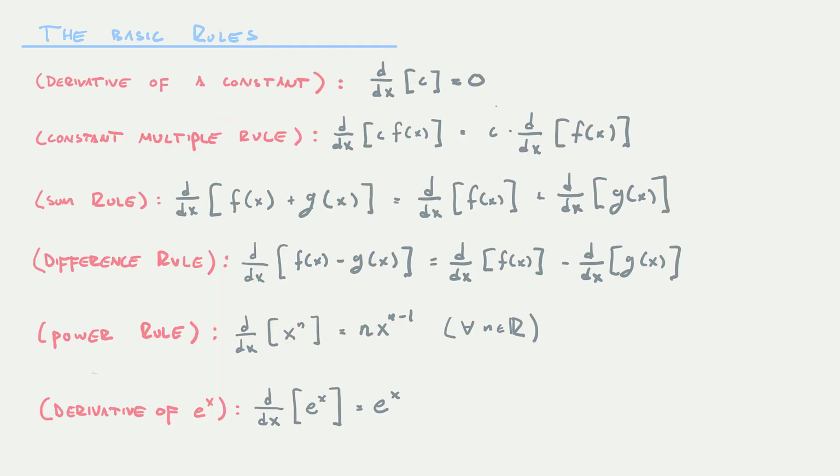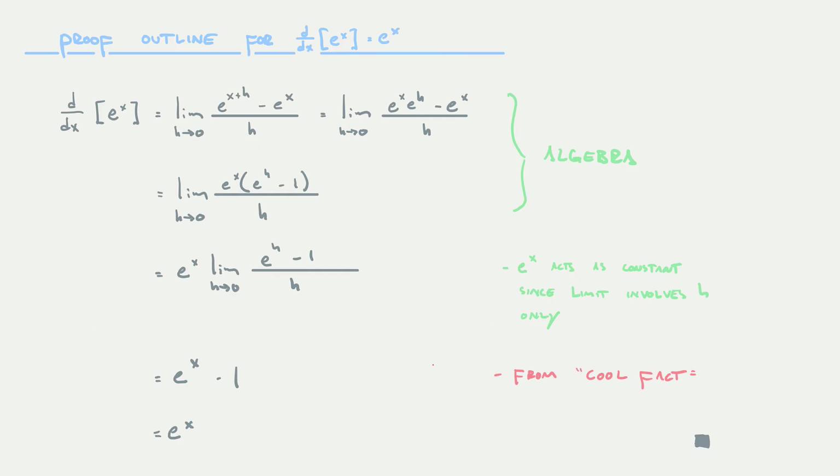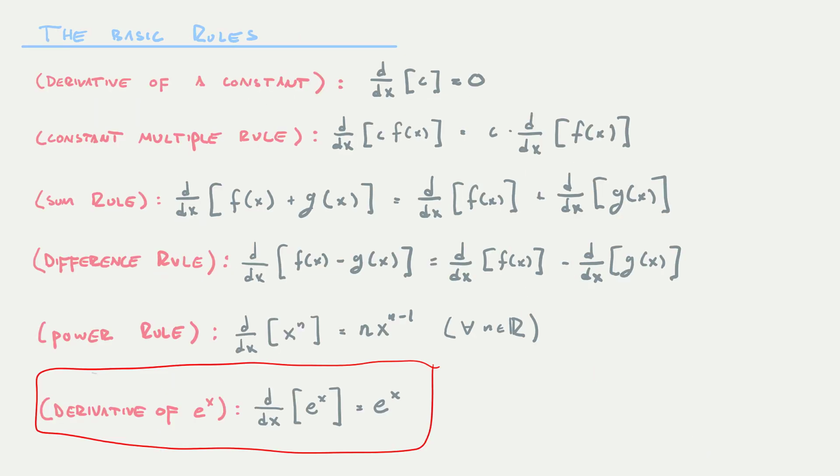Now, why is this so cool? Well, it gives us the derivative of e to the x, which is e to the x, which is pretty cool. Here's the proof if you want to pause the video and check it out. But the point is the derivative of e to the x is actually just e to the x. E to the x models its own slope. How cool is that?